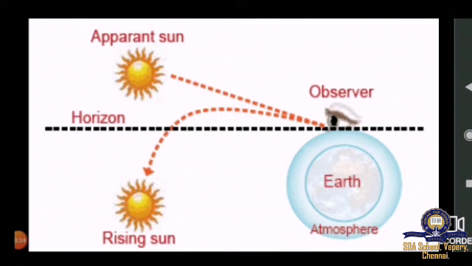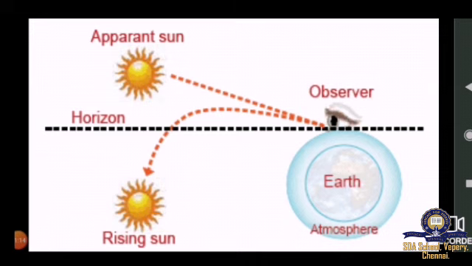As we saw in the YouTube video, when the rays of the sun enter the atmosphere from space, that is vacuum, they bend towards the normal, since air is optically denser than vacuum. We have already studied that when light passes from an optically rarer to an optically denser medium, the refracted ray will bend towards the normal. So that's what is happening here. And when these rays enter our eyes, it appears to us that the sun is above the horizon.